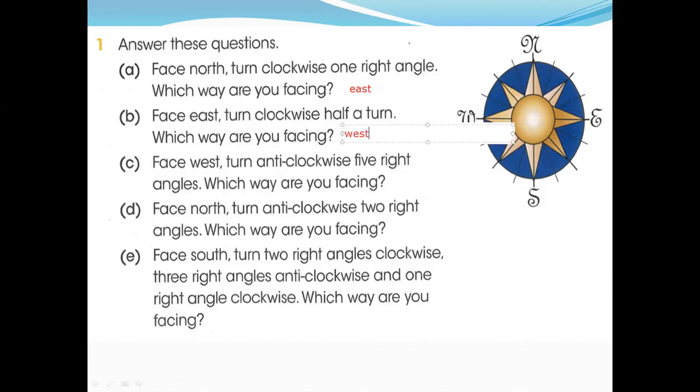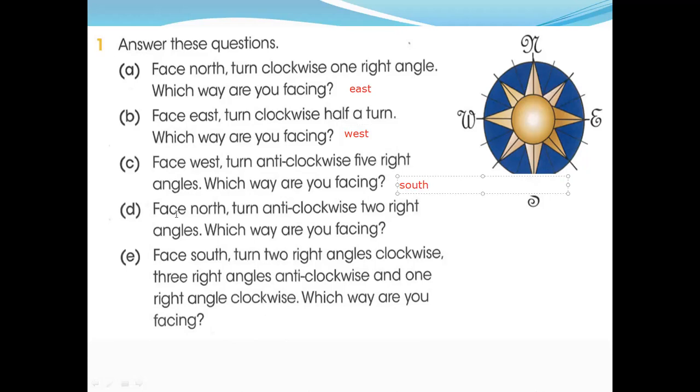Face west. Now your face is here. Turn anti-clockwise five right angles. Five right angles, like five times an L shape. 1, 2, 3, 4, 5. South. So now which side is your face on? South.